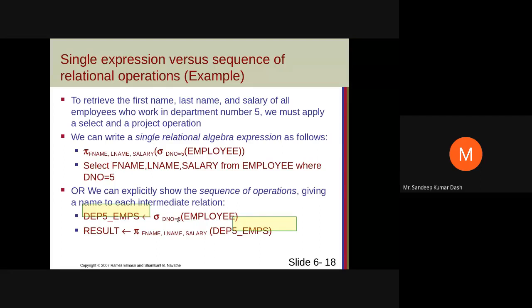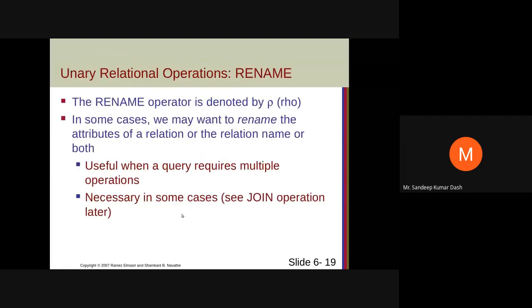Fine. So the rename operation is used in that case. We'll see. The rename operator is denoted by the symbol rho. It is useful when you are doing any join operation or any subquery related operation, or when a query requires multiple different operations to act one by one. So in those cases, rho is used.